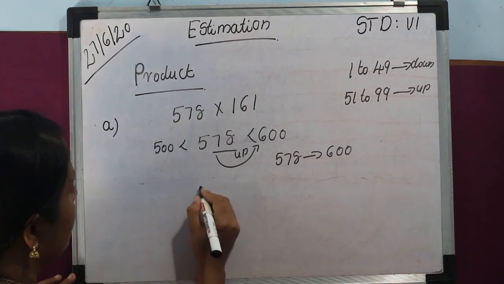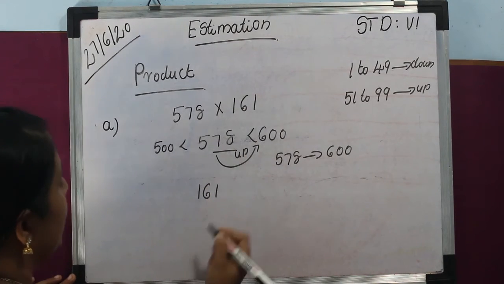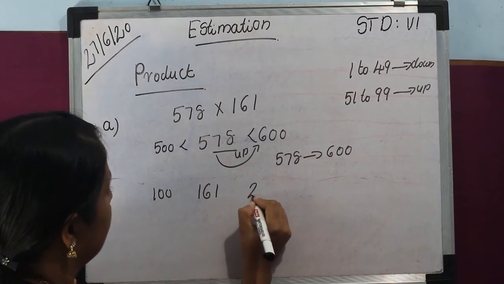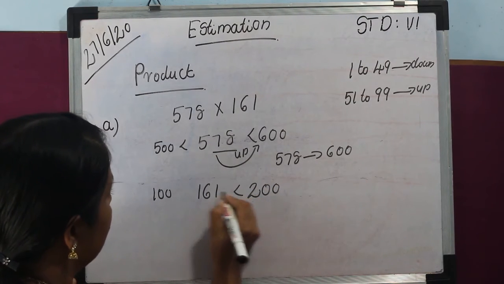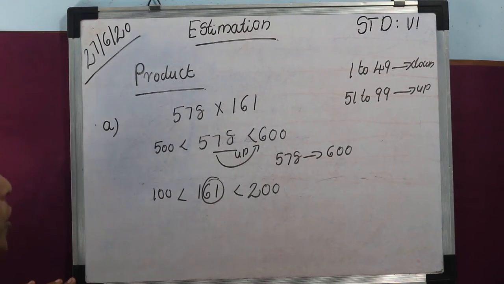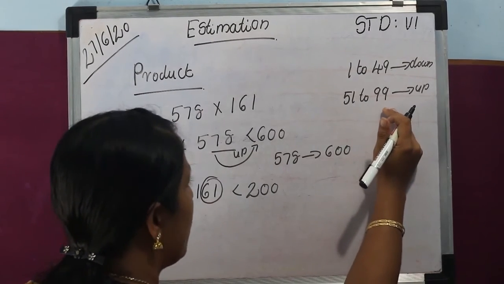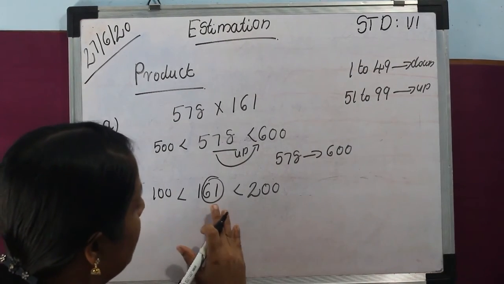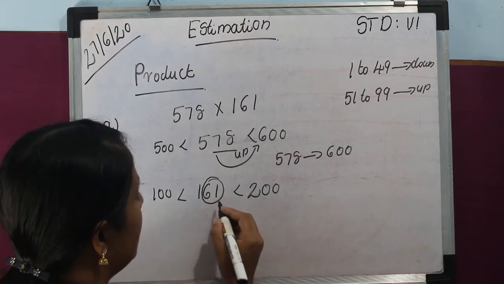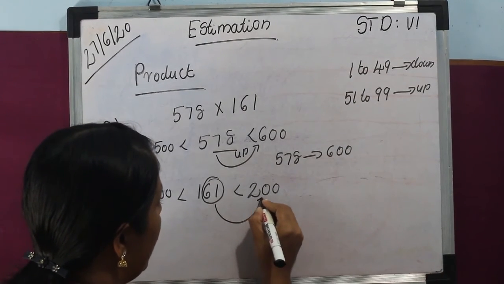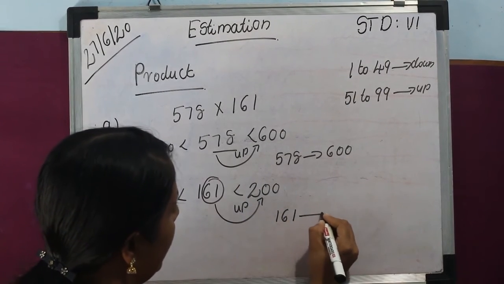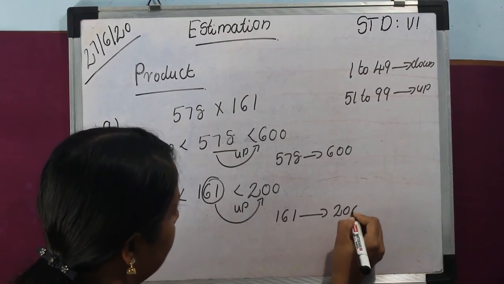Then our next number is 161. We know that this number lies between 100 and 200. Next we take the number 61. Then 61, belonging to 51 to 99, is rounded up to the next number. Therefore 61 is rounded up to the next number. So 161 is rounded up to 200.